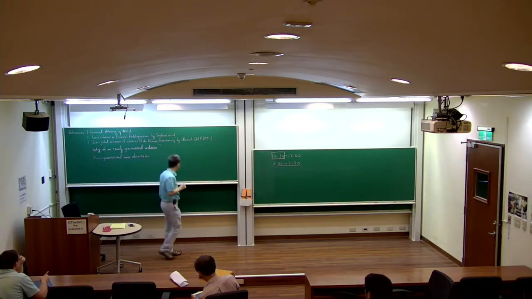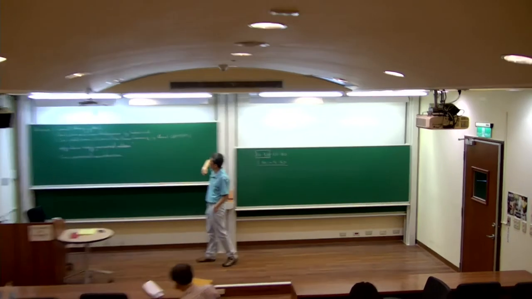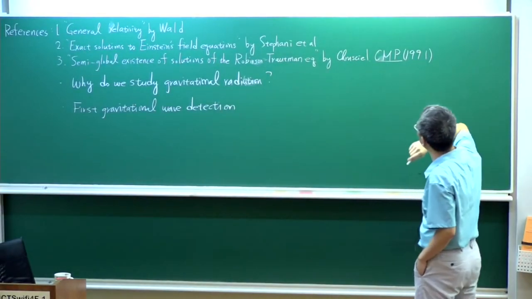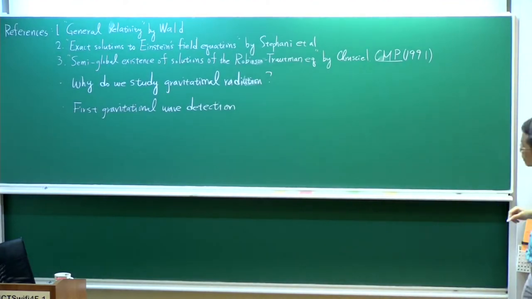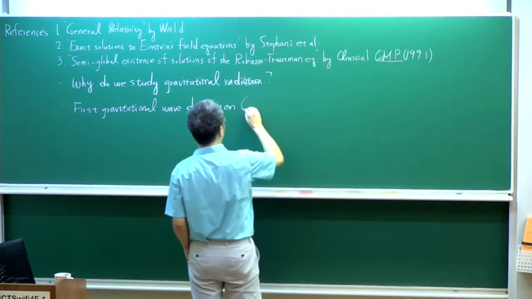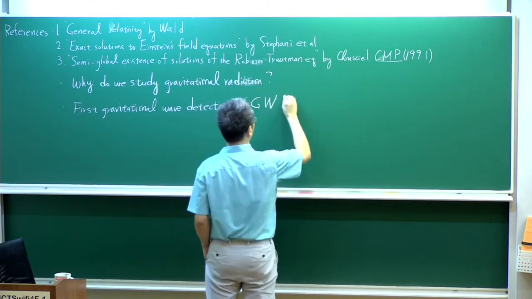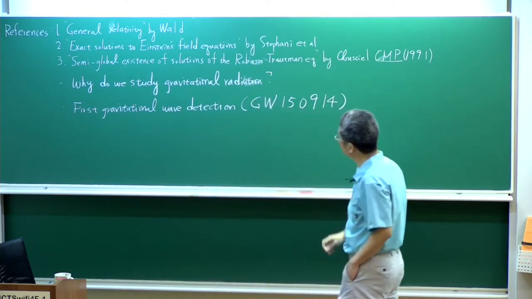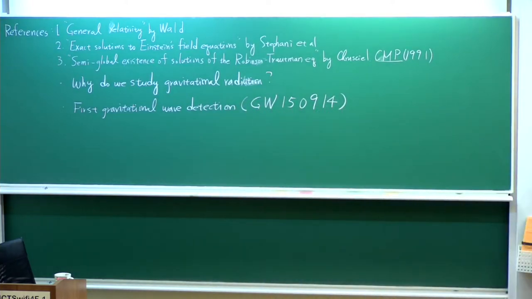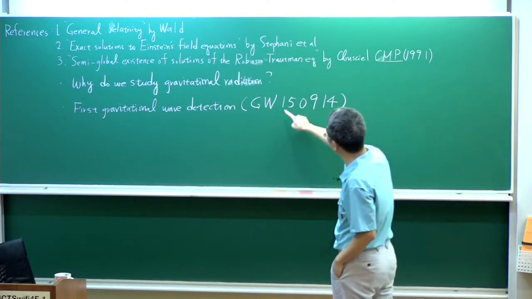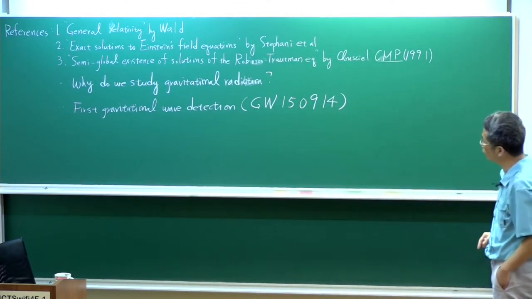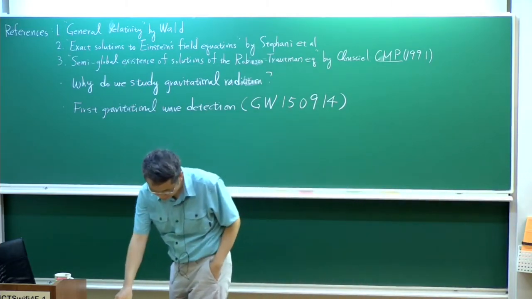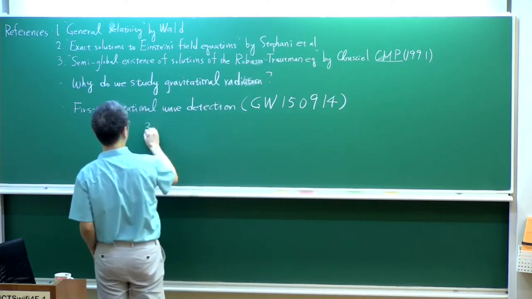All of you have heard of it. Oh, by the way, these are the references I'm going to use in this lecture. This is Communications in Mathematical Physics. And this is an event that is called GW150914. This is the first detection of a gravitational wave, and that actually happened on September 14, 2015.